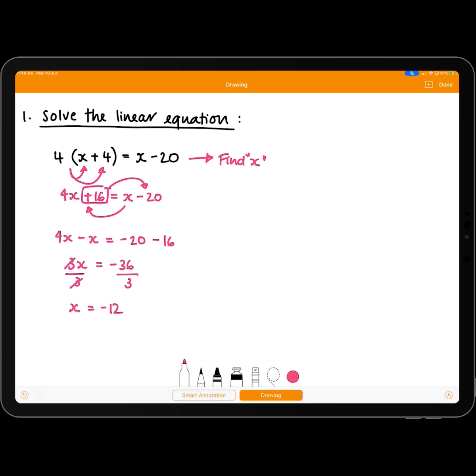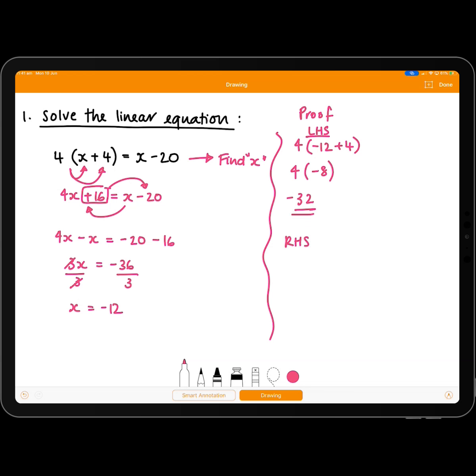If I want to prove this now, to check that both sides are equal to each other, let's do that. So the proof, let's just say we're trying to work out the left-hand side. So 4 times negative 12 plus 4. Before we even expand, let's simplify that. So negative 12 plus 4 will be negative 8, and 4 times negative 8 will get me to negative 32. So now that's what my left-hand side equals.